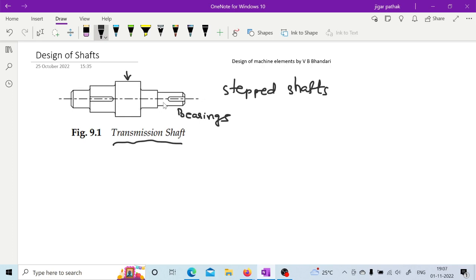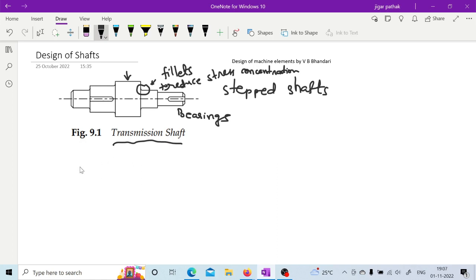In this stepped shaft, you can also see that wherever these steps are provided, fillets are used at those places. These fillets are used to reduce stress concentration. So these are some of the basic things related to the shaft. Generally, whenever there is a circular cross-section machine element, we call it a shaft.